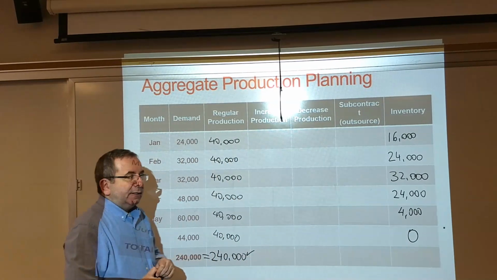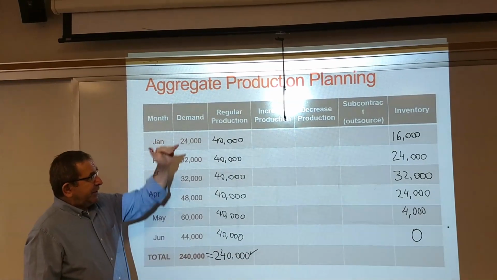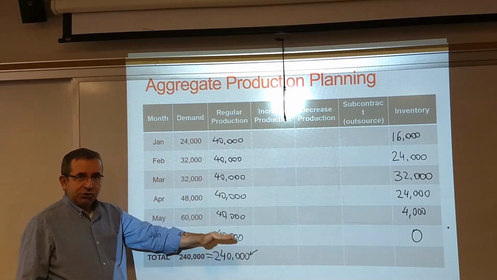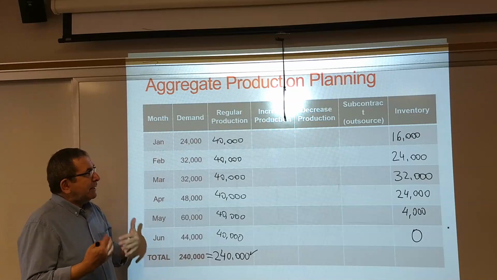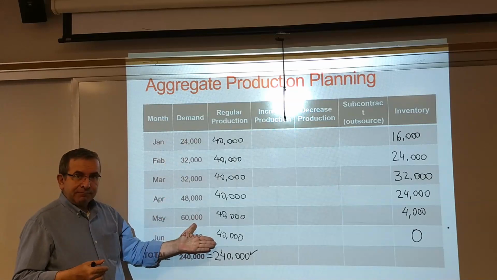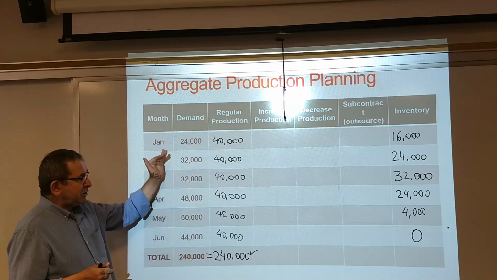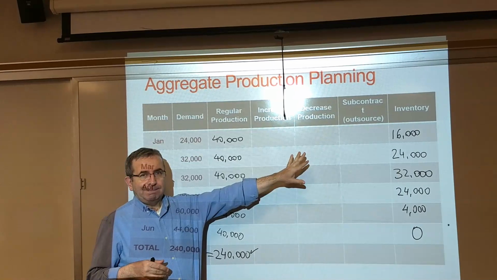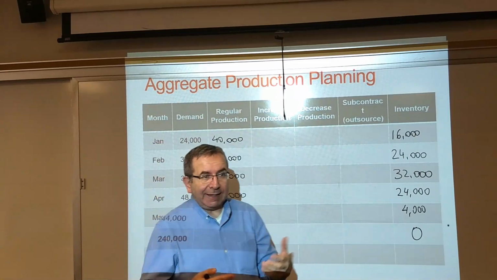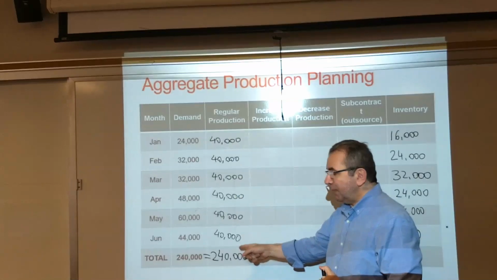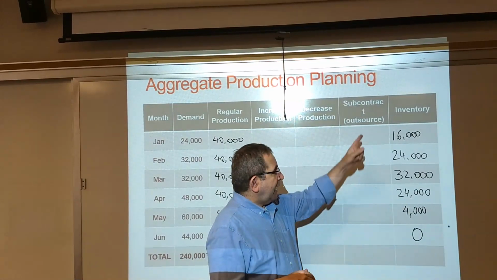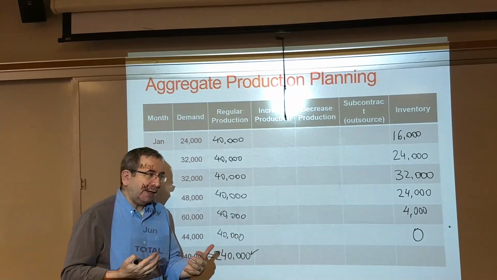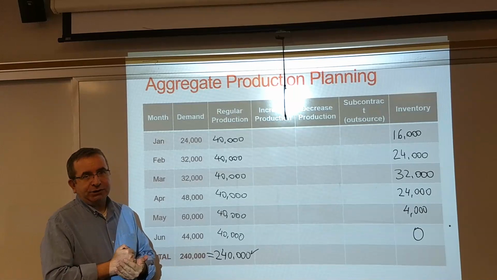This strategy is called level strategy because the production level is constant. As demand increases or decreases, you keep more or less inventory. So the idea is this is very easy to manage, but you will have to have a warehouse and you will carry extra inventory. This is the level strategy.